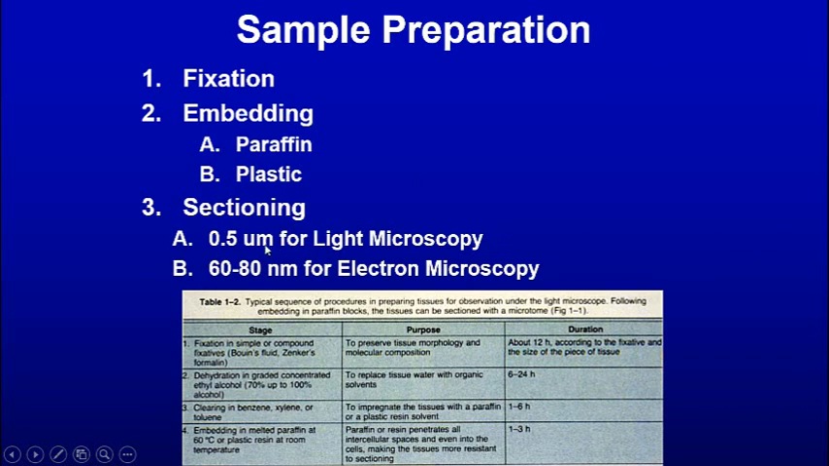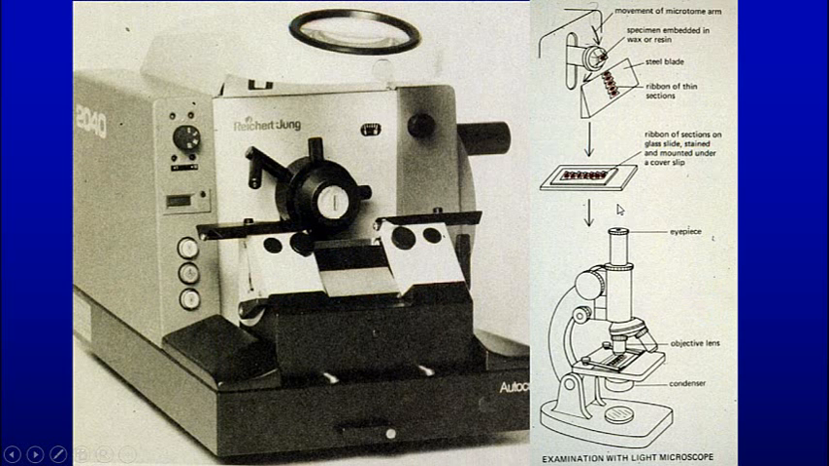So you section either micrometers or nanometers for the different types. So you fix it, you dehydrate it, you clear it with benzene, you embed it with paraffin or plastic, and then you make these sections in it. And here you can see how you make the sections.